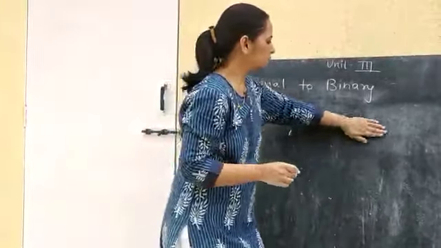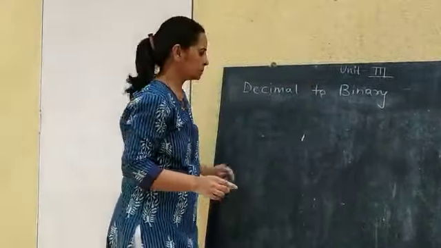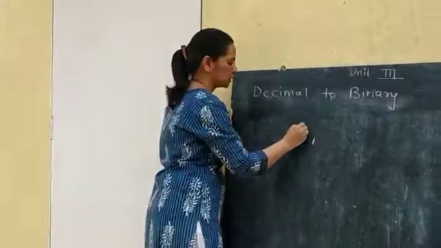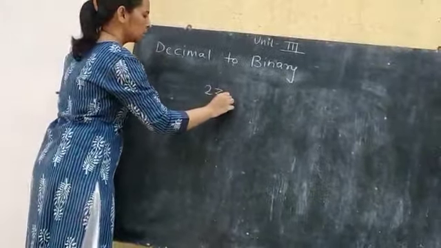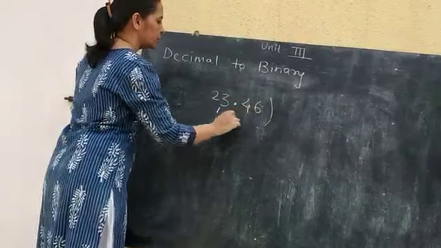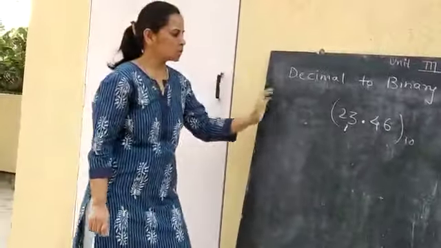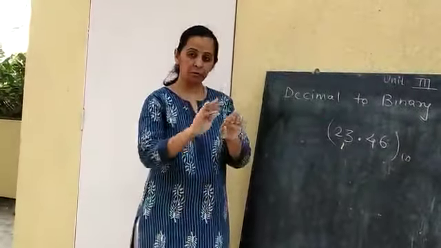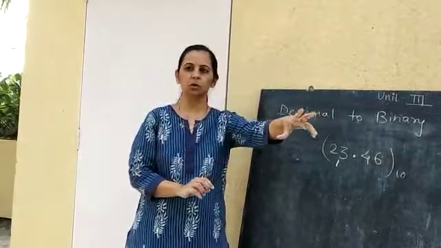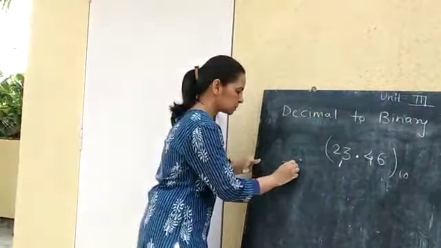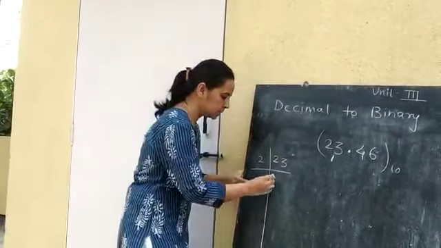Now we'll take one example which will have a fraction also. Okay. So take any number, 23.46 in decimal. Okay. So there are different methods to convert integers into binary and fractions into binary. So first is 23, I will convert the way which I just now explained.